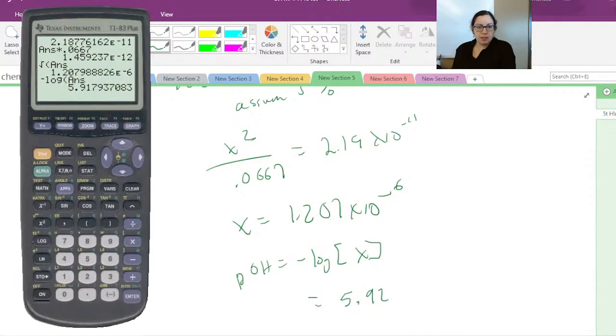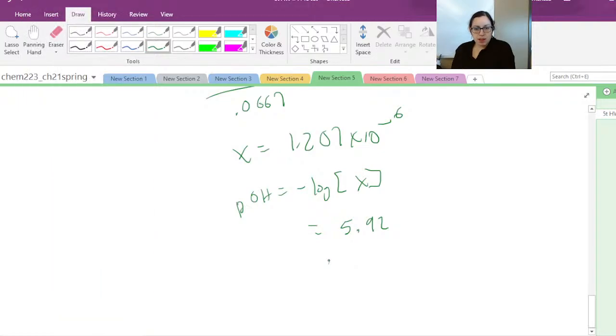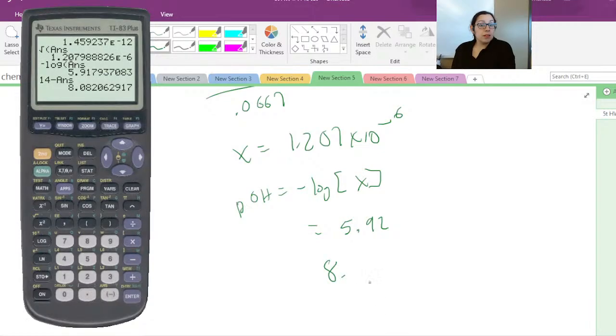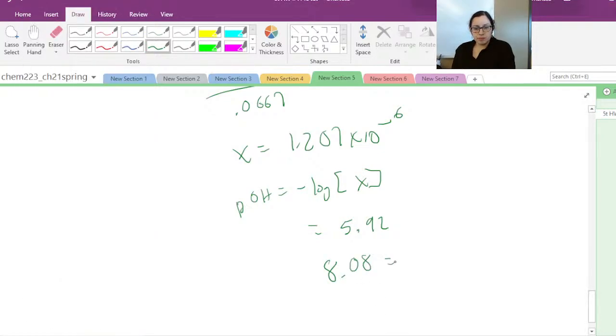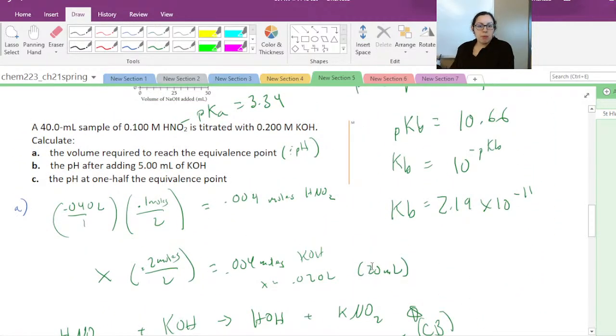So 5.92 for pOH, and then 14 minus that. So about 8 then for our pH. And right, so just kind of sanity check yourself, like, yes, this makes sense. So again, just kind of think about what happened. We had our weak acid plus our strong base.